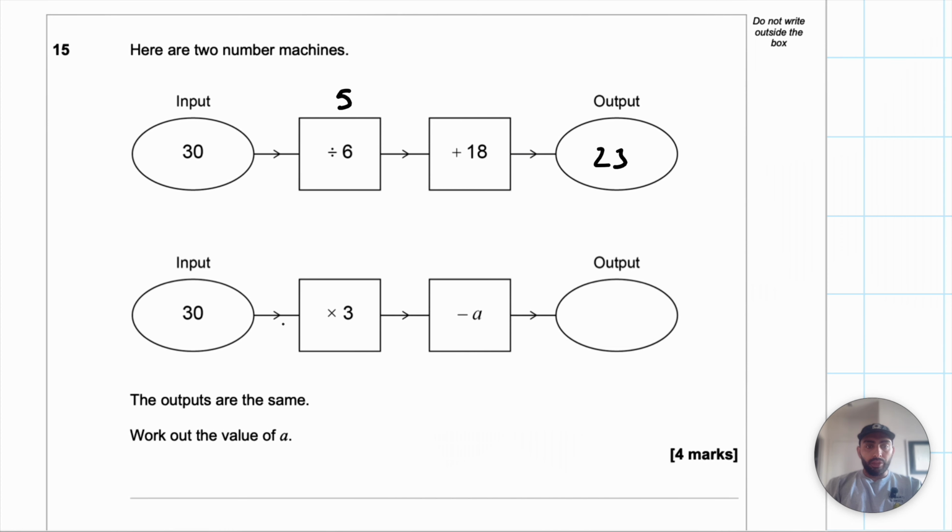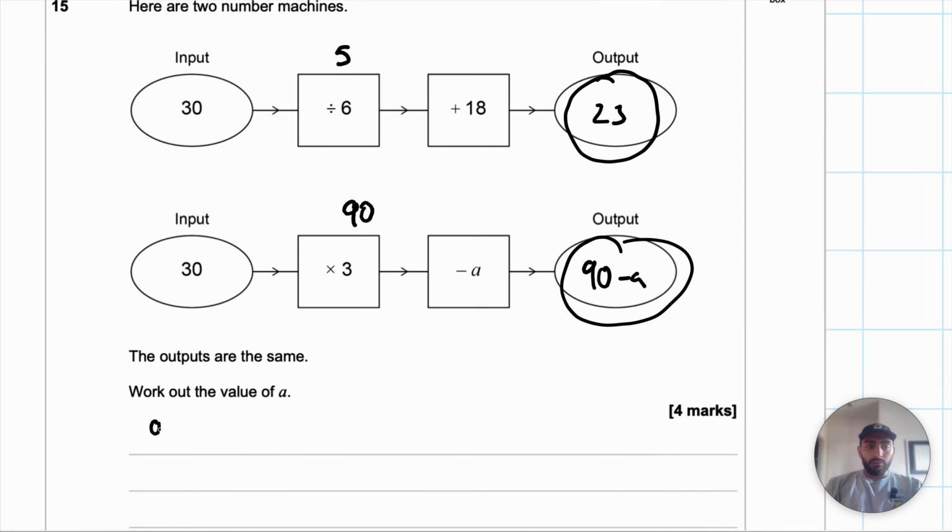For the next one, we've got 30 times 3, which is 90. And 90 minus A is 90 minus A. You can't do anything with that. The outputs are the same, so work out the value of A. So this is saying that this is equal to that. I'm just going to create an equation. I've got 90 minus A is equal to 23.